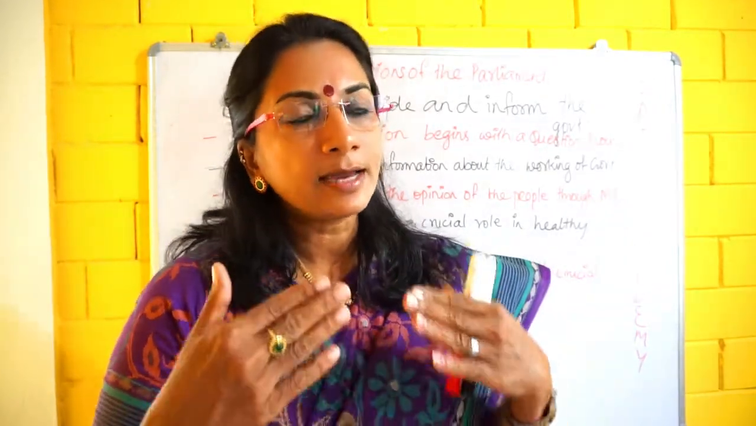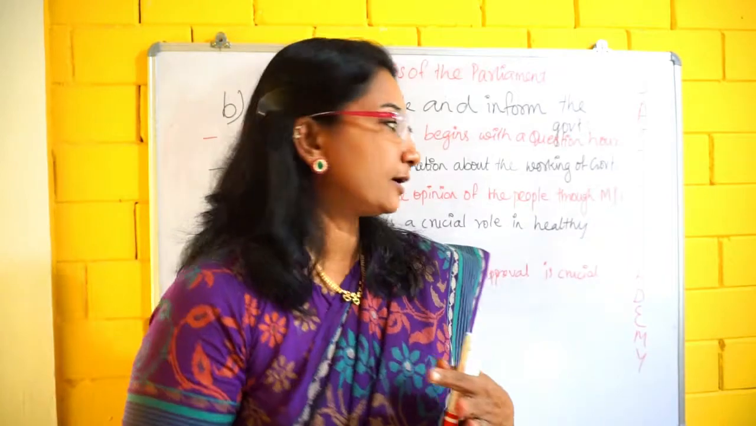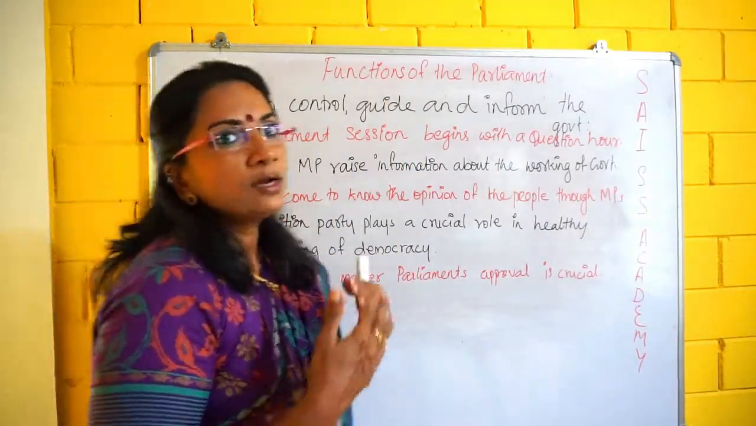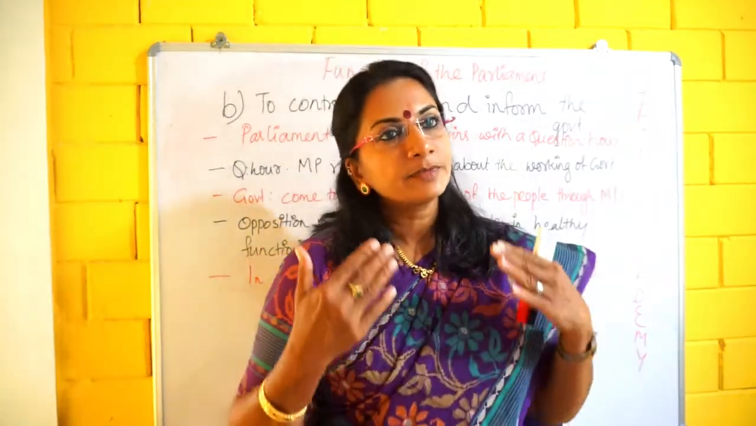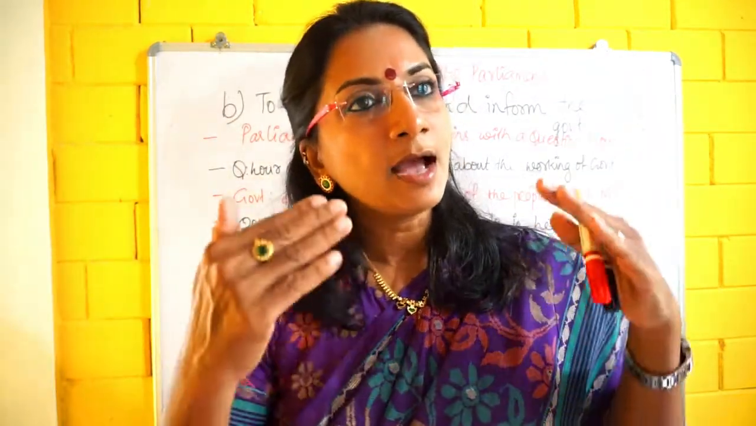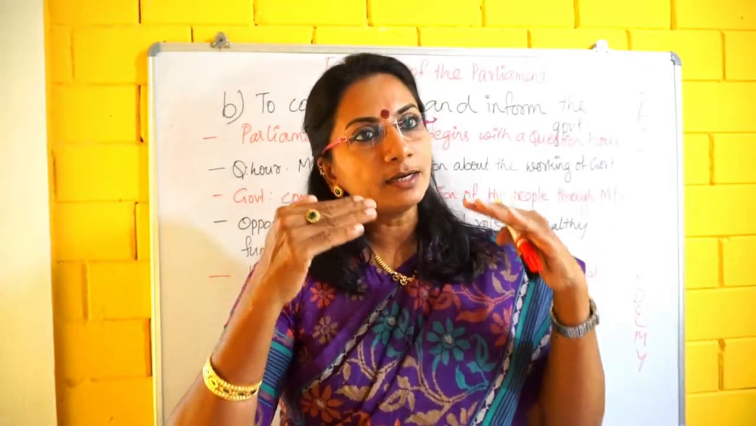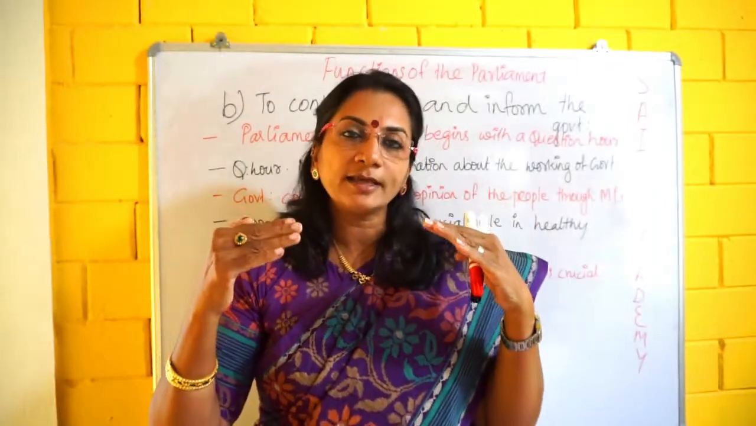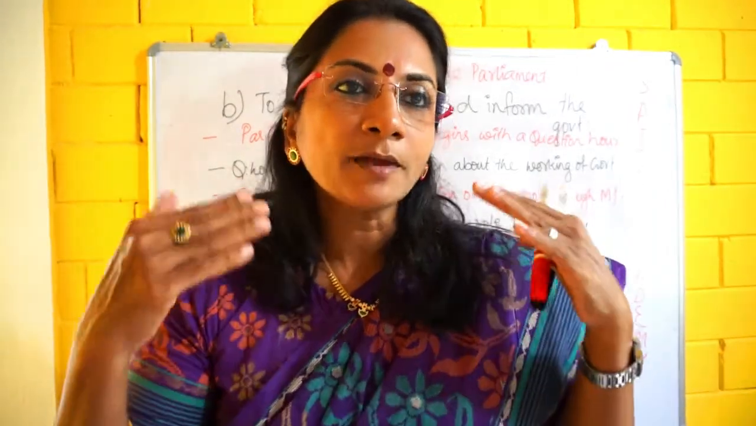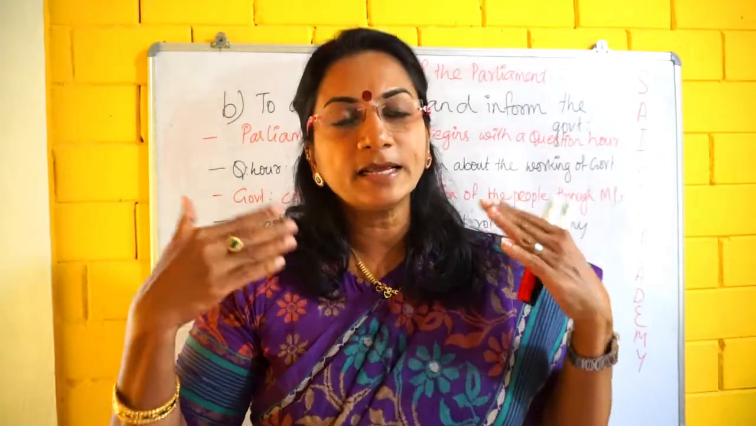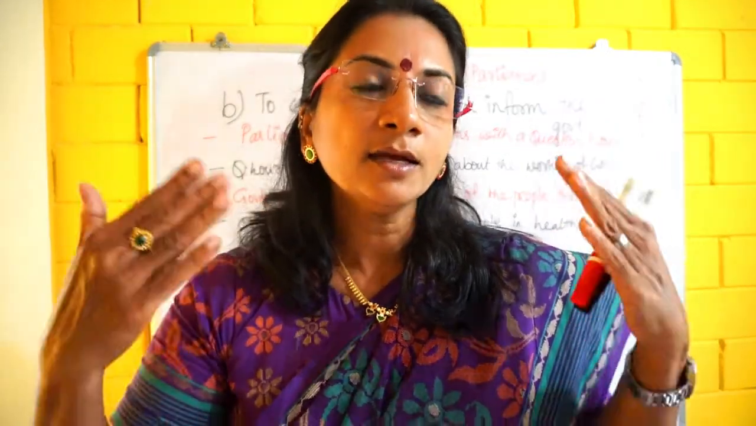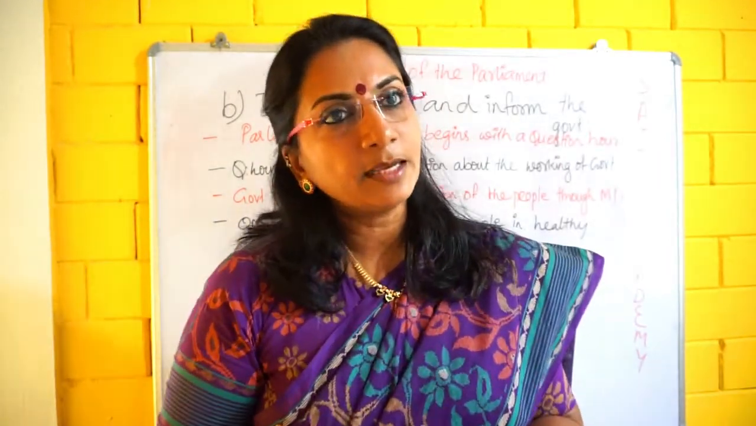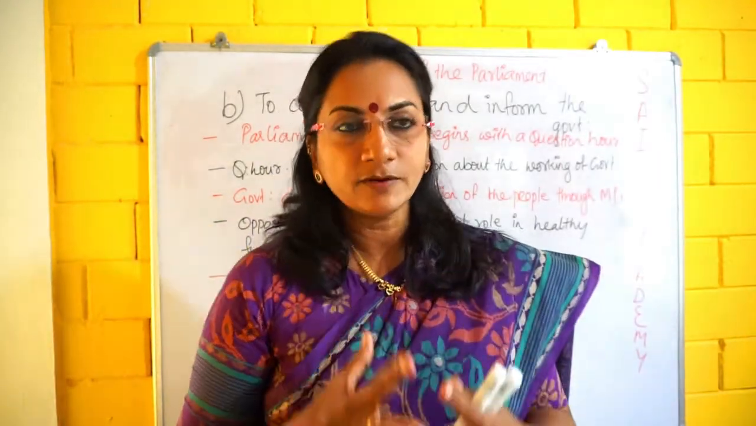Another important thing is the opposition party. The opposition party also plays a crucial role in the healthy functioning of democracy. How? We know the opposition party is there, and if the opposition party were not there, what would happen? The ruling party would do whatever it wants, got it? If nobody is asking anything of them, they will work according to themselves, isn't it? So the opposition party plays a critical role in the healthy functioning of democracy.